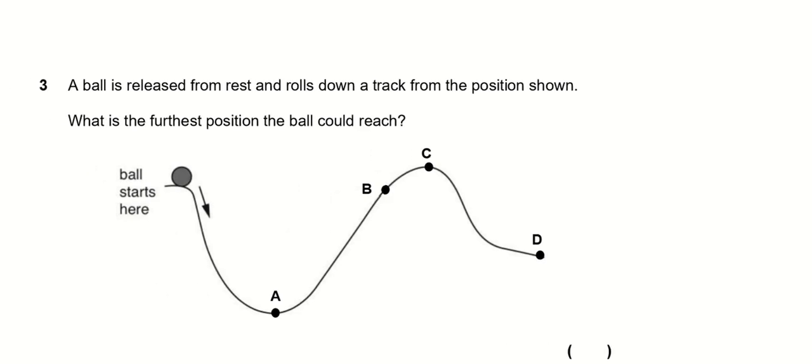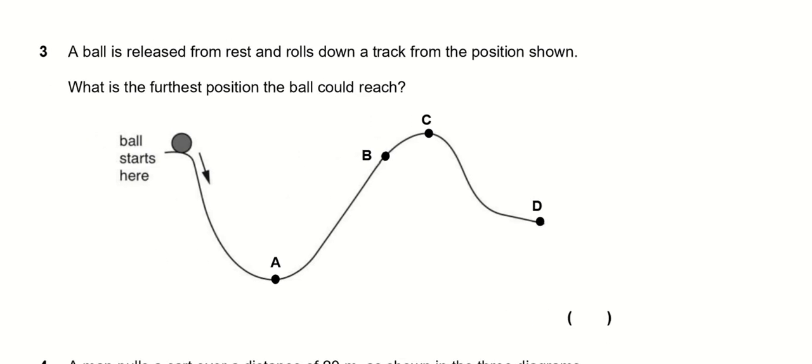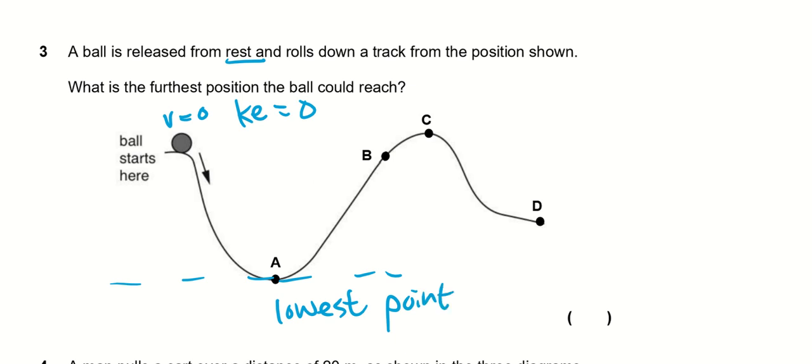Okay, question 3 is about energy. It is released from rest, which means the velocity over here is 0. That means the KE, or the energy in the kinetic store, is 0, but it has a certain height. Based on this, A is the lowest point, and there is a vertical height. Since there's a vertical height, there's going to be energy in the gravitational potential store, so there's going to be GPE.